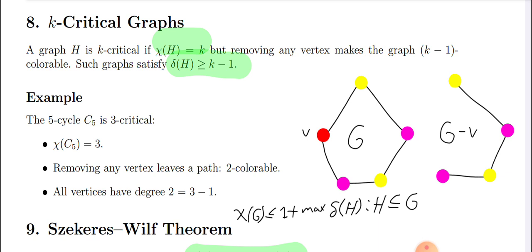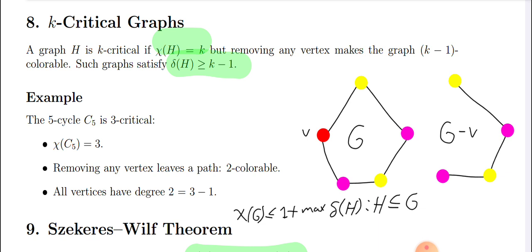Exactly. If you find a 4-critical subgraph inside your giant, messy system, you know with absolute certainty that you need at least 4 colors. And you also know that to get that number down to 3, you must break that specific subgraph apart somehow. It's like a load-bearing wall for color complexity. It is. And these critical graphs have a very specific mathematical property. If a graph is k-critical, then the minimum degree of any vertex in it, we call that delta, or minimum degree, has to be at least k minus 1.